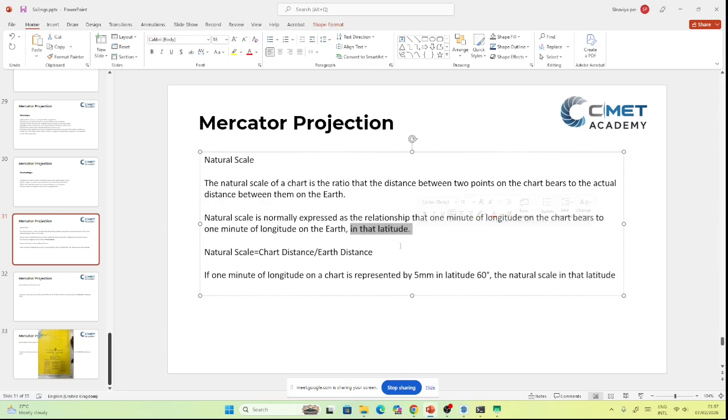In that latitude is the most important part here.